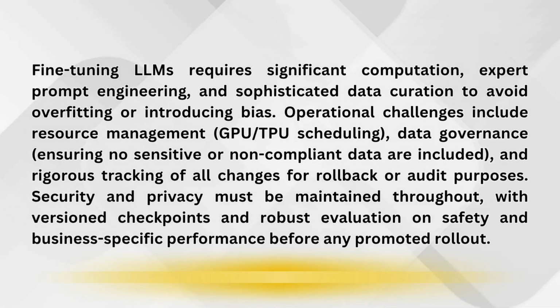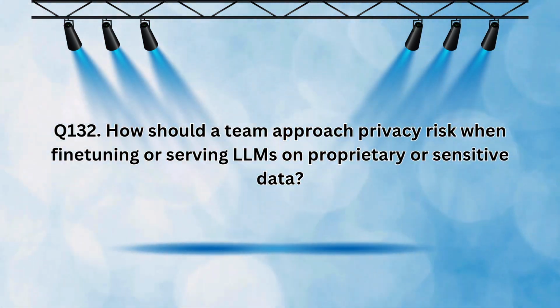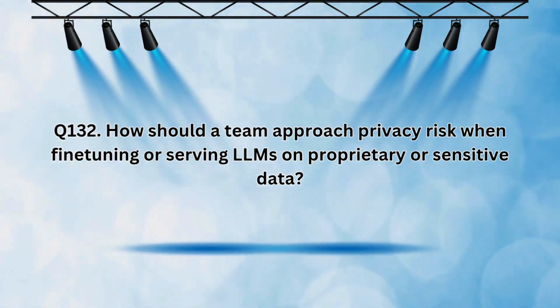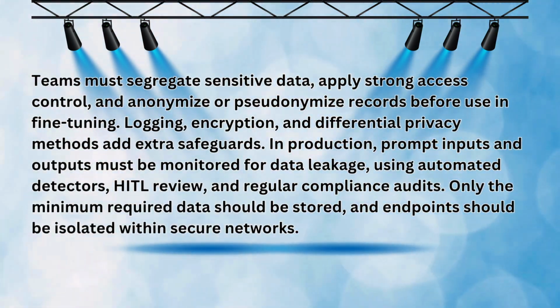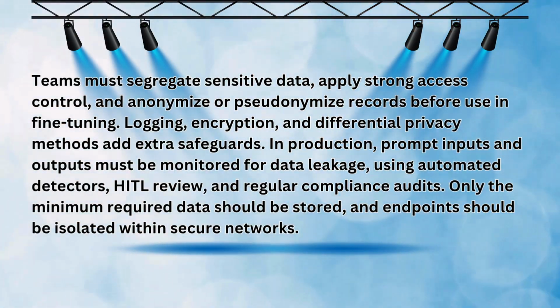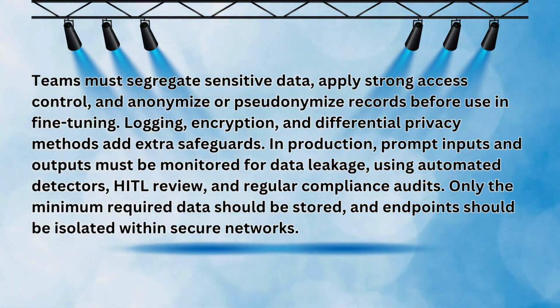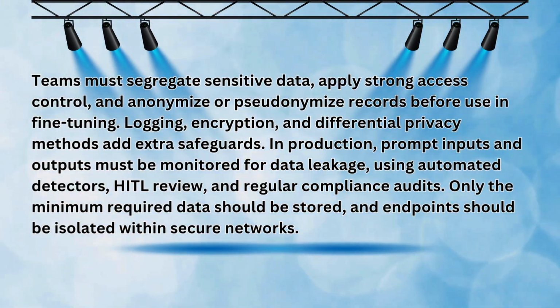Security and privacy must be maintained throughout, with version checkpoints and robust evaluation on safety and business-specific performance before any promoted rollout. How should a team approach privacy risk when fine-tuning or serving LLMs on proprietary or sensitive data? Teams must segregate sensitive data, apply strong access control, and anonymize or pseudonymize records before use in fine-tuning. Logging, encryption, and differential privacy methods add extra safeguards.